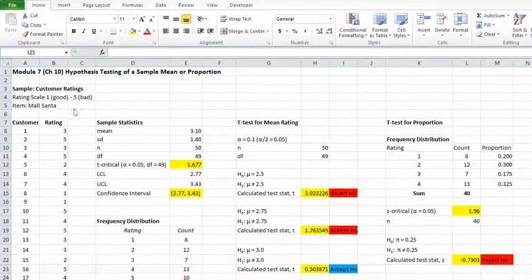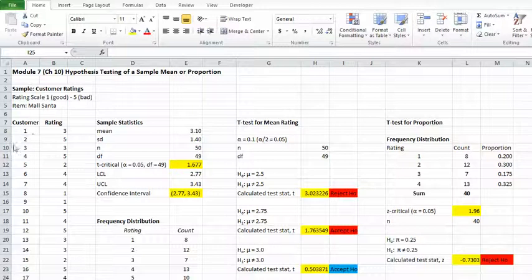I've got some data. I generated some fake data again, and let's see, what do I got? I got customer ratings. Well, that sounds familiar, doesn't it? Rating scale goes from 1, which is good, to 5, which is bad. And what are we rating? Well, I thought it was appropriate for the time of year. We're rating a mall Santa.